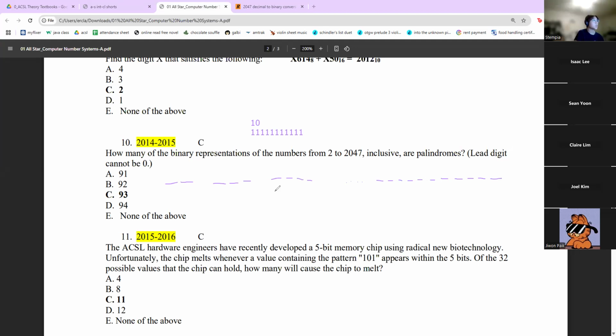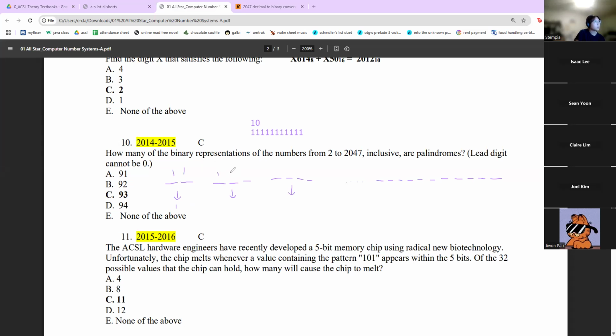It also says lead digits cannot be zero. So for each one of these different string lengths, just figure out how many palindromes can possibly exist where the lead digit is not zero. When we have a two-bit string, a string length of two, we only have one option. That's just going to be 11. We have one option here.